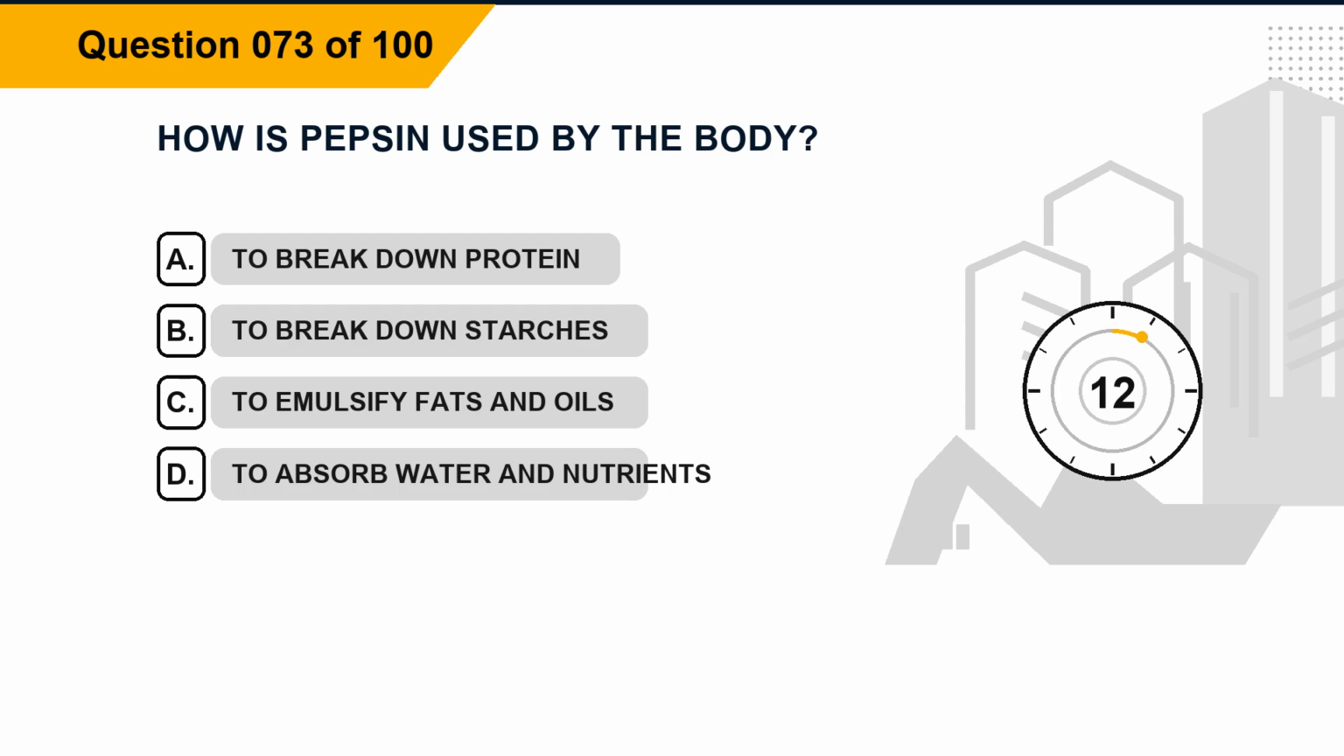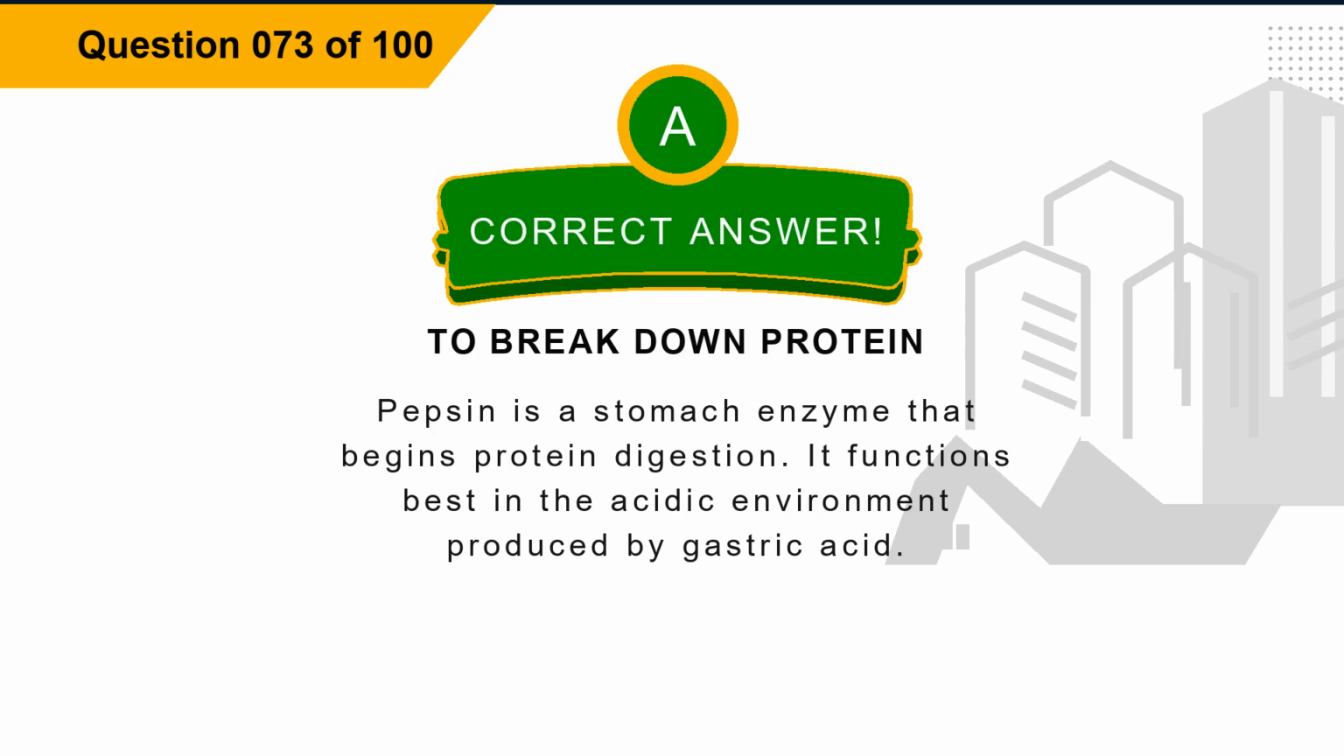Question 73. How is pepsin used by the body? Option A, to break down protein. Option B, to break down starches. Option C, to emulsify fats and oils. Option D, to absorb water and nutrients. The correct answer is option A, to break down protein. Explanation. Pepsin is a stomach enzyme that begins protein digestion. It functions best in the acidic environment produced by gastric acid.